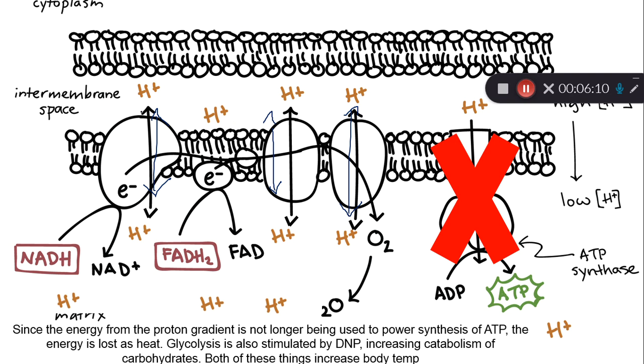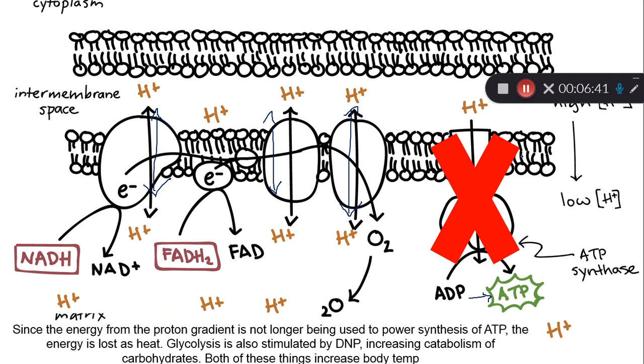And since we have this loss of energy that's no longer being harvested to create ATP, that energy is still going somewhere. And now we're just losing it in the form of heat. And so we've still got hydrogen ions moving across the membrane. We've still got electrons moving down and releasing energy in the process, but we're producing lots and lots of heat over the course of this reaction without the phosphorylation of ATP. And so that's going to cause an increase in body temperature.